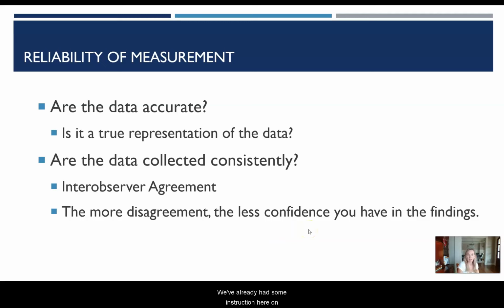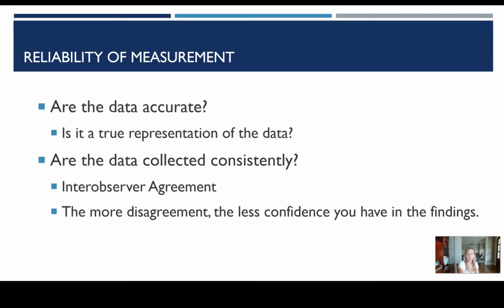All right, so moving on, let's talk about reliability of measurement. We've already had some instruction here on types of data collection and how to collect that kind of data. We've also had instruction on how to define a behavior so that it can be observed by multiple people. But to show that our definition is comprehensive and observable, and to show that we are accurately recording data, we collect reliability data. And what that means is to determine if the data you're collecting are accurate or a true representation of the data, or if from day to day you're consistently recording data the same way.